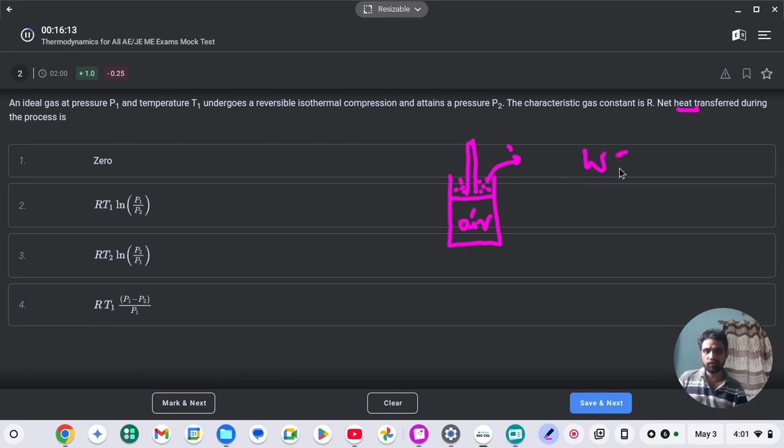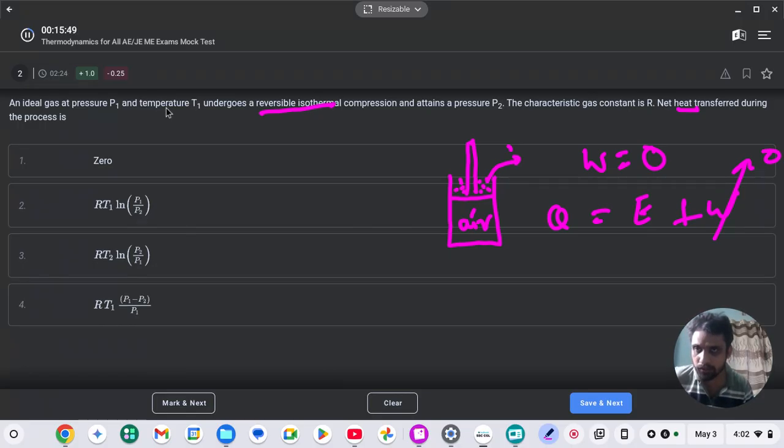Net heat transferred Q should be equal to the change in energy plus W, according to the first law, Q equals E plus W. The logarithmic equation comes, and the temperature will be T1 at every point of time. T2 is wrong, so the answer is T1 ln P1 by P2. It is compression, so P2 is greater than P1, so this will be a negative term. In compression the work done will be negative. So this option will be correct.